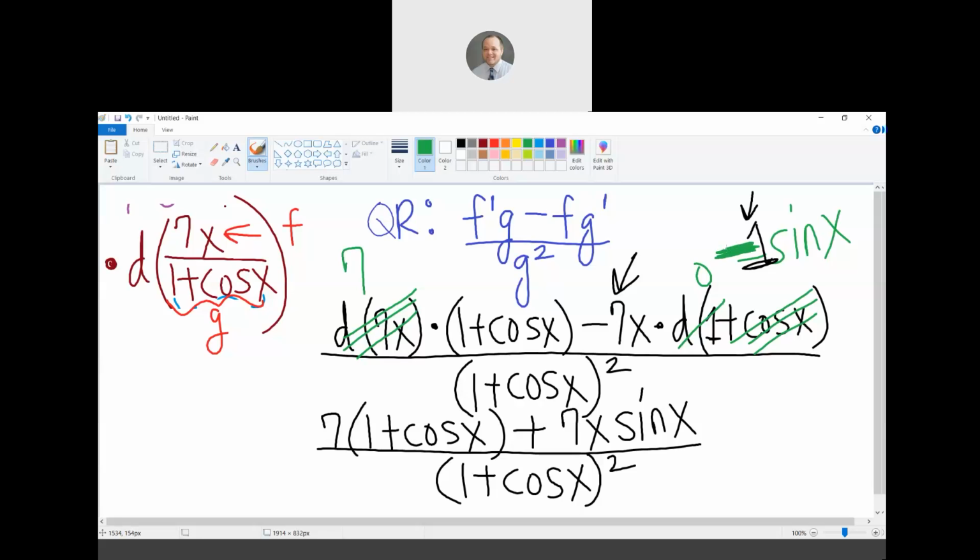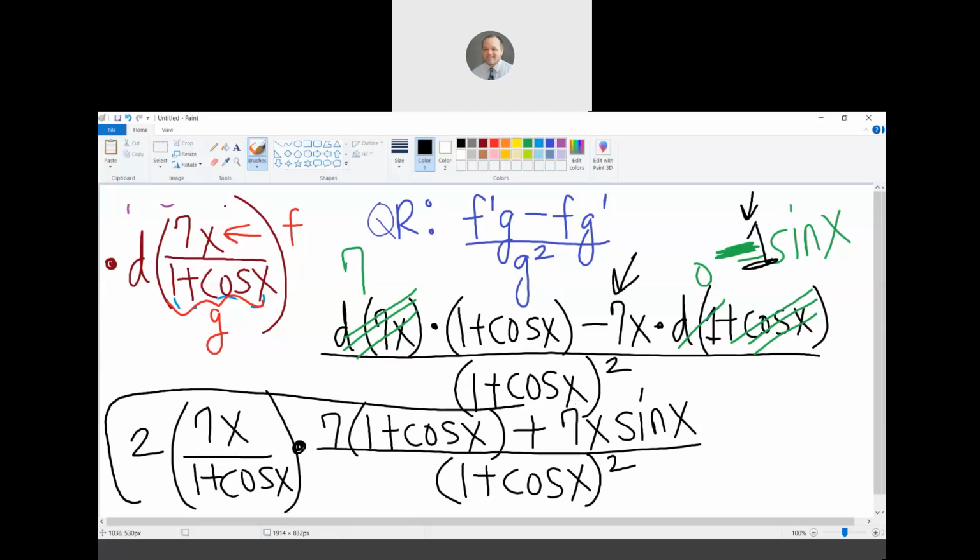Now, whatever we did at the very beginning with just the power rule, we're just going to transfer that over. So if I recall, it was 2 times 7x all over 1 plus cosine x. And as far as I'm concerned, because you had to do a lot of steps, you can leave your derivative like this. You don't have to combine anything together.